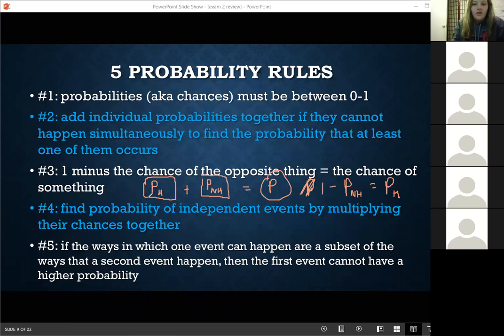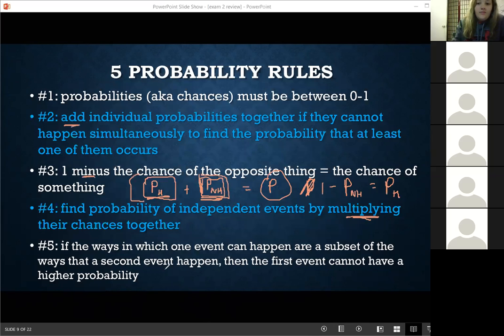You always have two sides to every probability, and you want to make sure that you're trying to find the opposite. All you have to do is 1 minus the one that you have currently, and that'll give you the value of the other one. And then the fourth one: if you have independent events, once again, they don't affect each other, then you can just multiply their chances together, and then you're able to find the probability of those independent events happening. So this one uses multiplication, this one uses subtraction, this one uses adding.